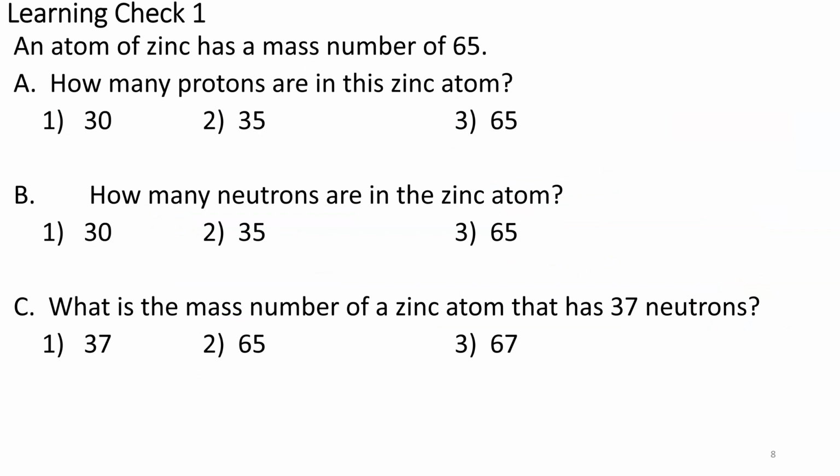So let's try some questions. An atom of zinc has a mass of 65. How many protons does it have? Well, I have to look in the periodic table. And if you look in the periodic table, zinc's atomic number is 30. So that is your answer.